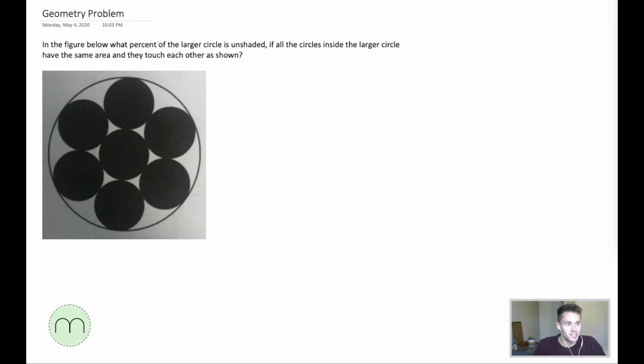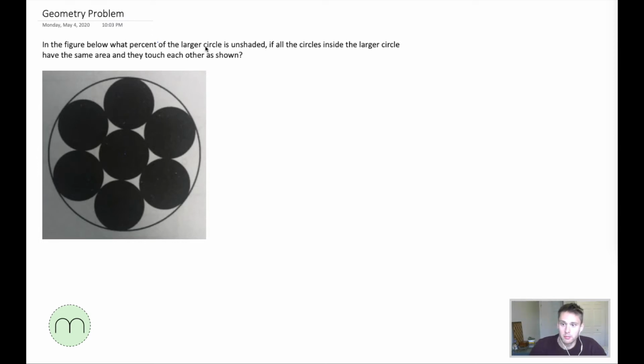Hello, this is Alex, and today I would like to solve an interesting GRE geometry problem. In the figure below, what percent of the larger circle is unshaded if all the circles inside the large circle have the same area and they touch each other as shown?